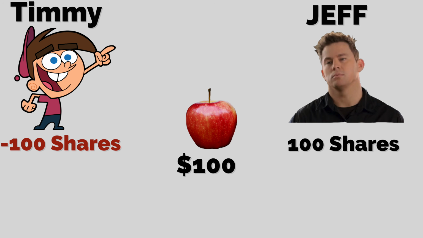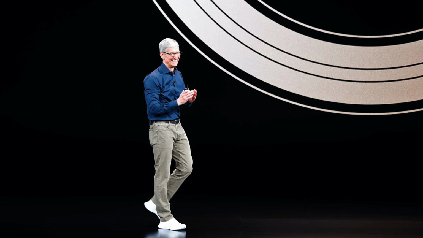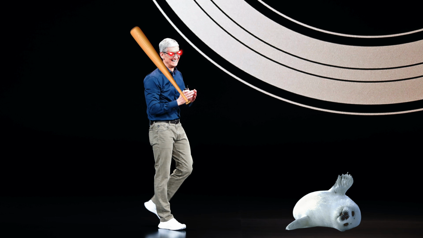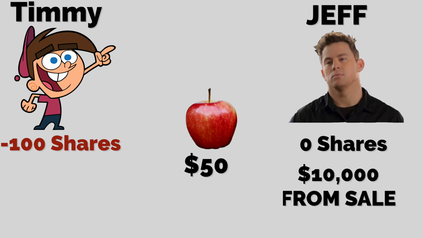Then Jeff immediately goes ahead and sells them shares at $100. So Jeff has taken them 100 shares and sold them at $100, which equates to $10,000 US. But Jeff still owes 100 shares at some point in the future to Timmy. Now Apple goes ahead and does what it does. And Tim Cook in the next release of the iPhone pulls out a baby seal and starts clubbing it to death. And as a result, the Apple share price falls all the way down to $50.